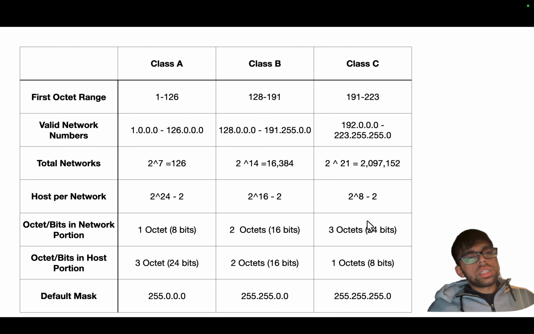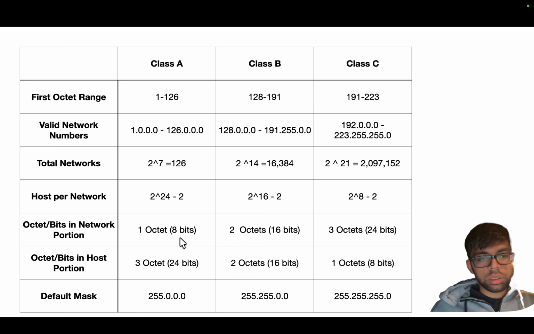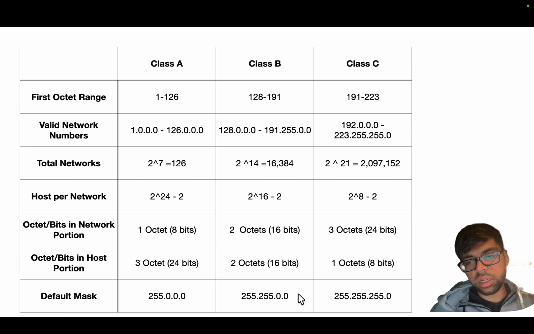Then, octets in the network portion: 1 octet for class A, 2 octets for class B, and for class C, 3 octets for the network portion and 1 octet for the host portion. That's the default mask for class A, default mask for class B, default mask for class C. So 1 octet of 255 indicates the network portion. Here, 2 octets of 255 indicate 2 octets for the network portion, and 3 octets of 255 here indicate 3 octets for the network portion.